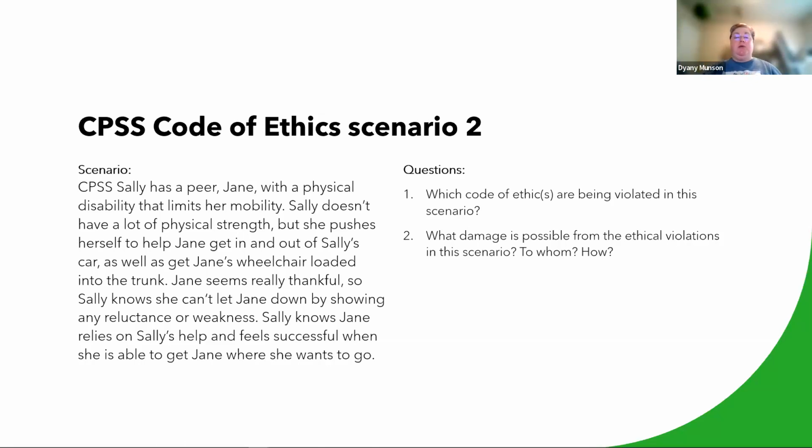If Sally hurts herself, she'll not be able to help peers, so it reflects on the peer as well. Absolutely. That could make long-term damage there. Jane could also start expecting it and get hurt when Sally says she can't. Absolutely. So one of the factors here is that it is absolutely possible for Jane to lose a lot of muscle strength. Let's say that Jane has a transfer board. That takes a lot of upper body strength to move herself from her chair into the car. And in which case, if she doesn't have to do that, she's going to lose that muscle strength.